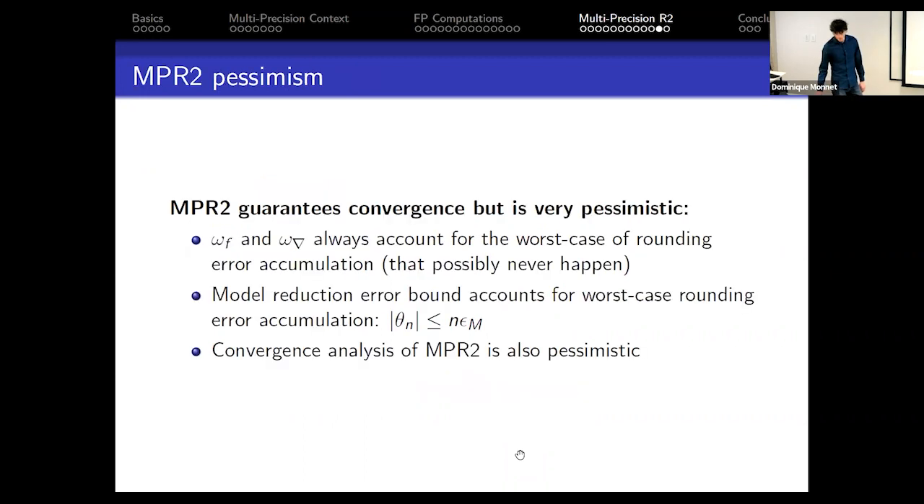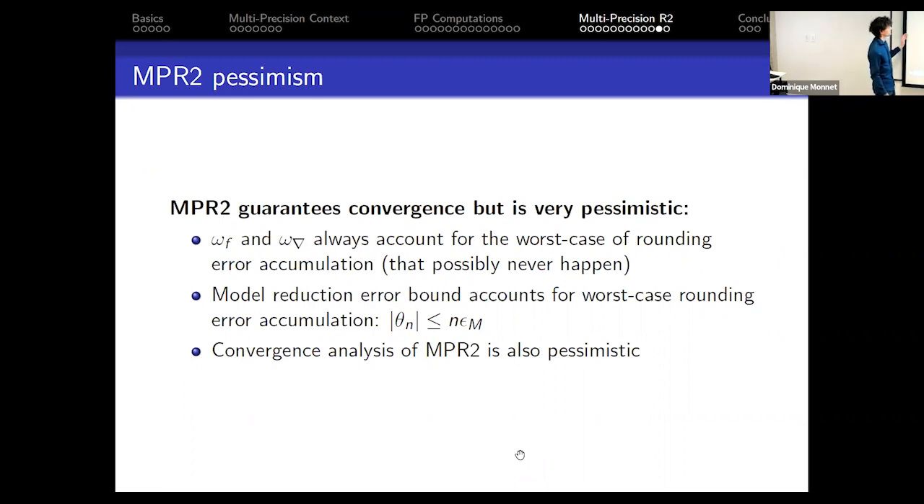Okay, so let's take a step back on what we have here. Our algorithm guarantees convergence all the time, but it's based on pessimistic bounds. What we have are bounds, omega f and omega lambda, that are always guaranteed. When you do that, you always suppose that the worst possible case of rounding error accumulation happens, which is not true all the time, unless you're very unlucky. Same thing for the model prediction. We have a guaranteed bound, but it's pessimistic, because I have to choose my precision levels according to this deterministic but pessimistic bound.